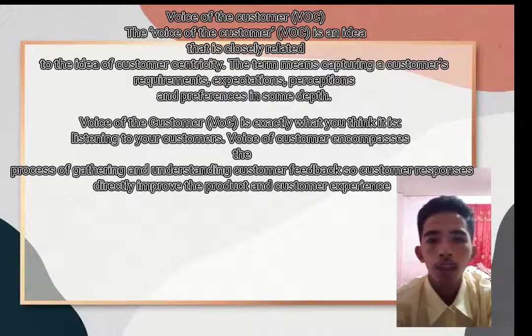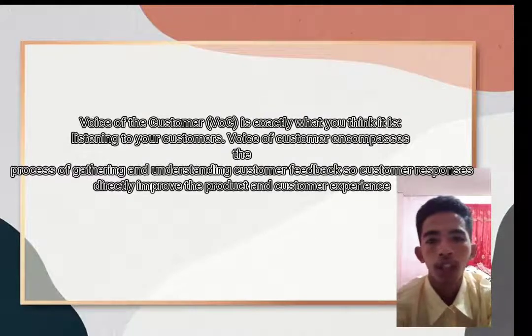The term means capturing a customer's requirements, expectations, perceptions, and preferences in some way. Voice of the customer is exactly what you think it is: listening to your customer. Voice of customer encompasses the process of gathering and understanding customer feedback so customer responses directly improve the product and customer experience.